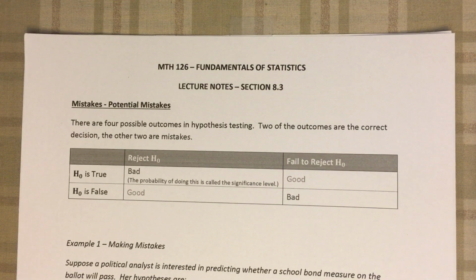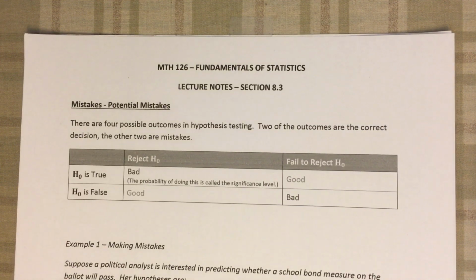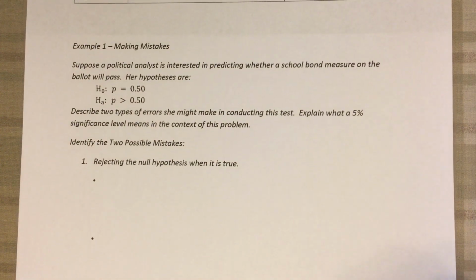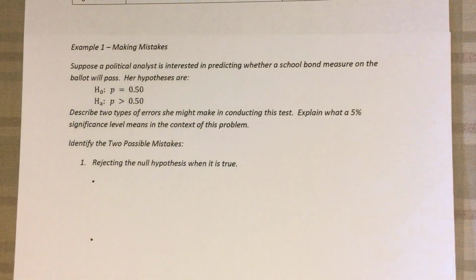Our other 2 types are bad decisions. If we reject our null hypothesis when it is true, that would be an incorrect decision. The probability of doing this is called our significance level. If we go back to section 8.1, we see a little bit more detail about that. Or if our null hypothesis is false and we fail to reject it, that could be another incorrect decision that we would make. All right, so at the bottom here, we're going to look at some different mistakes that could possibly be made and discuss these a little bit more.